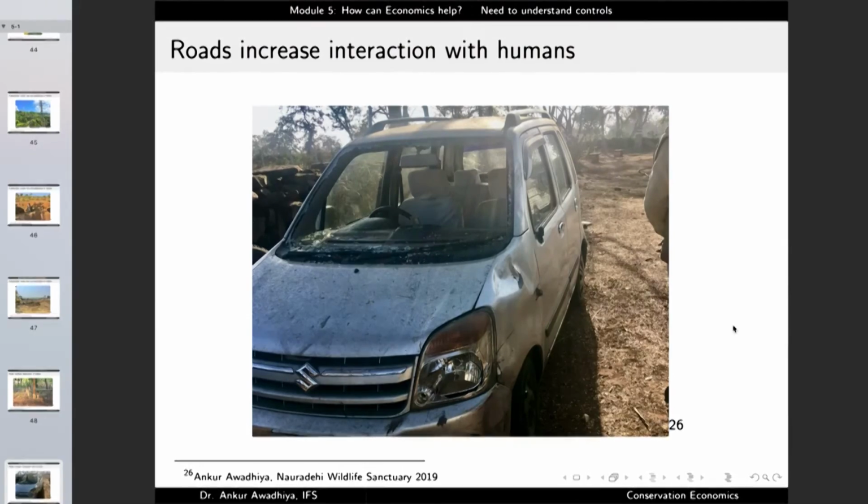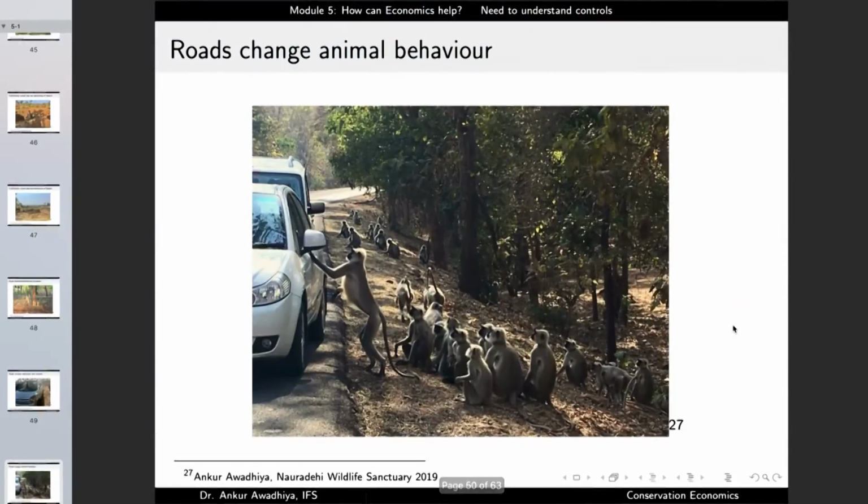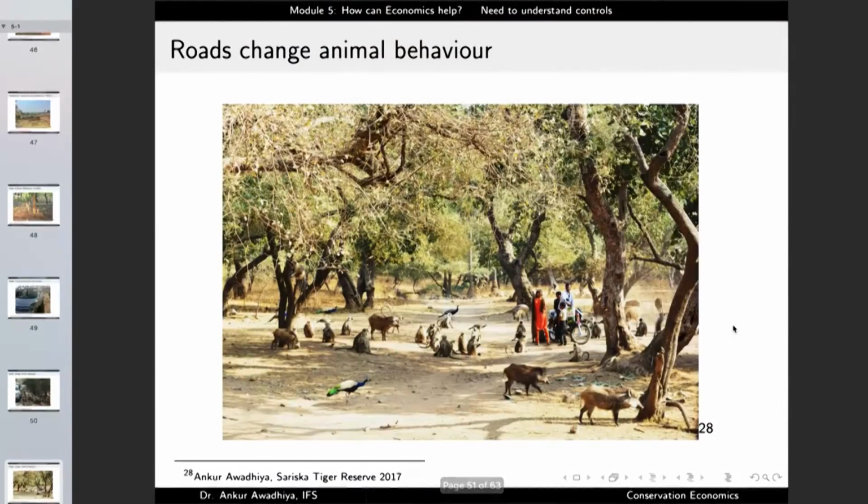Roads also increase interaction with humans. So this is an example in which a Nilgai hit a vehicle. The Nilgai died on the spot, but both the people that were traveling in the vehicle were also critically injured. Roads change animal behavior. So langurs normally do not interact with humans, but because people have been feeding these langurs, it has changed their behavior so that they always come up to beg for food.